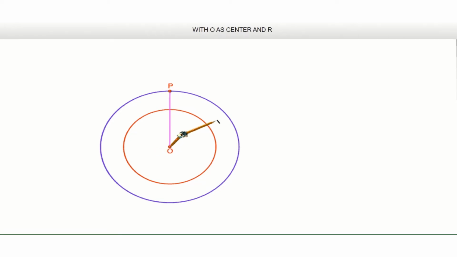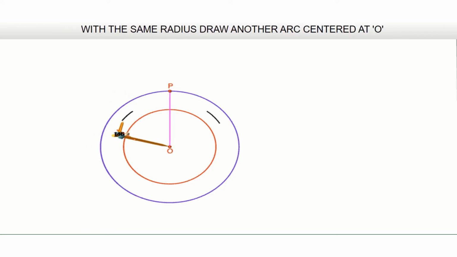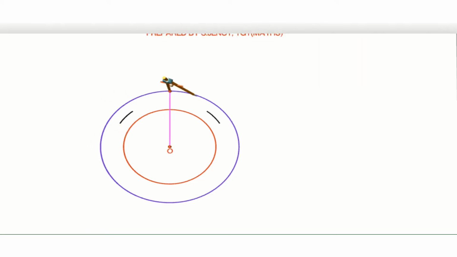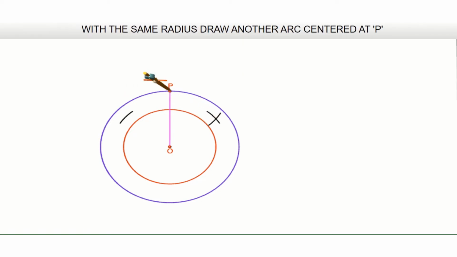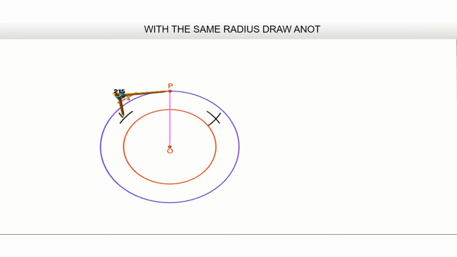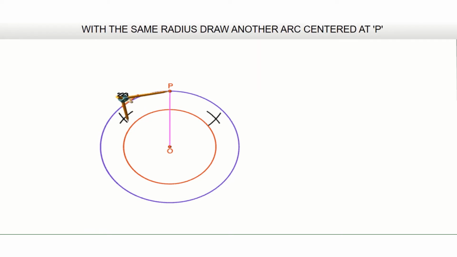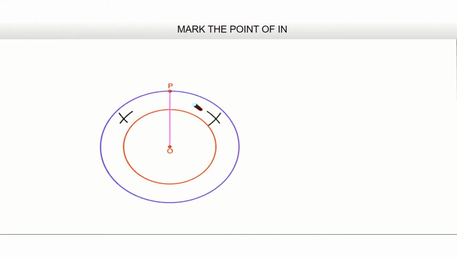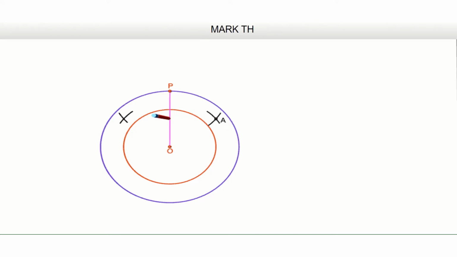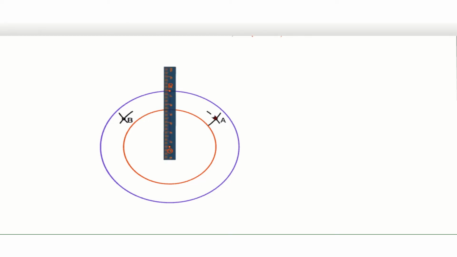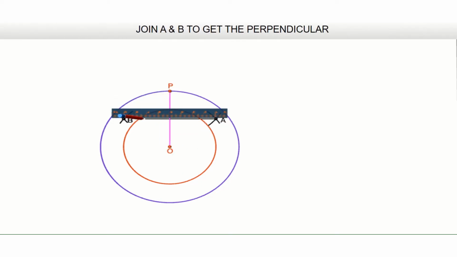Now with the compass more than the half radius, I am drawing two arcs from the center O. Again, without changing the radius, with P as center, I am drawing another two arcs. Now I am going to join those two arcs. Before that, I am marking the intersection points as A and B. Now I am going to join those 2 points. Right.